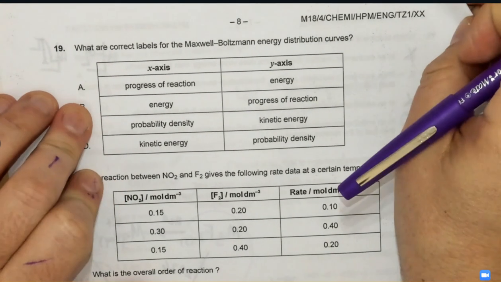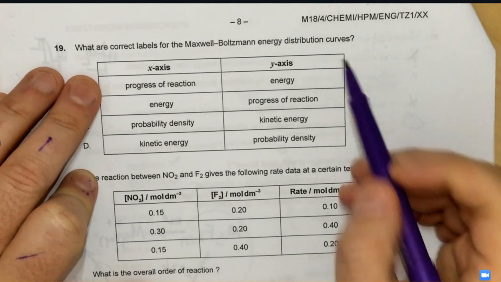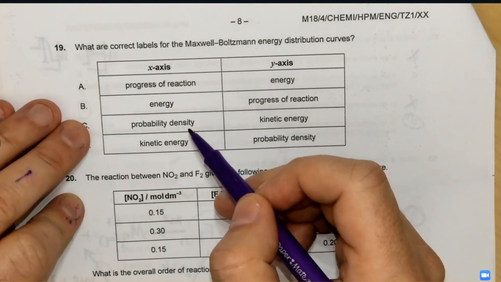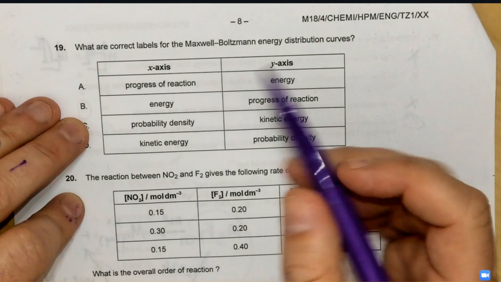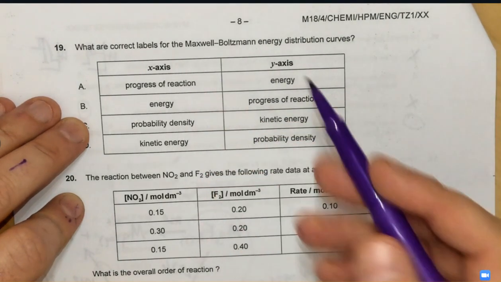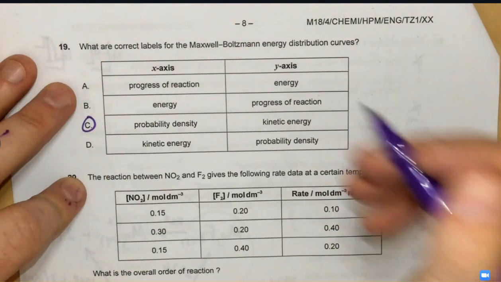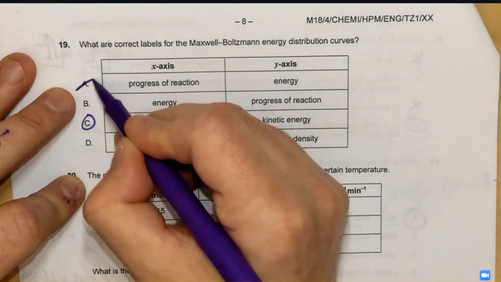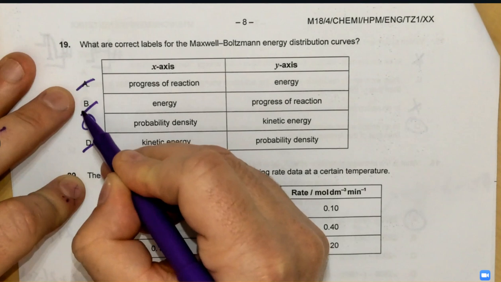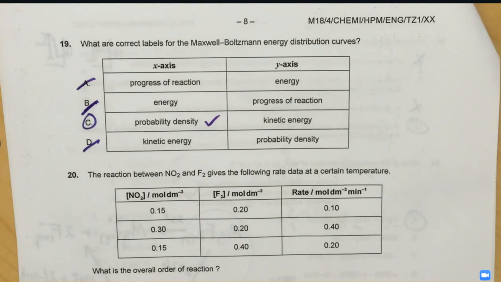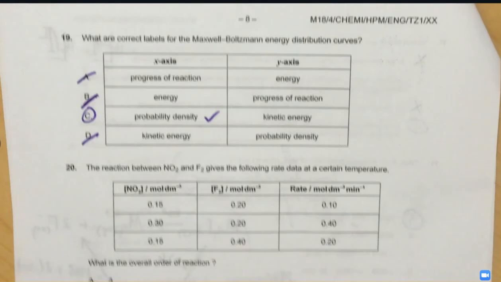What are the correct labels for Maxwell-Boltzmann energy distribution curve? The y-axis is the, I guess you'd say, probability density, the chance that a particular particle has a particular kinetic energy, and the x-axis is kinetic energy. So I know it's not A, B, or D. I'm not that savvy that I use terms like probability density, but I know it's not A, B, or D.